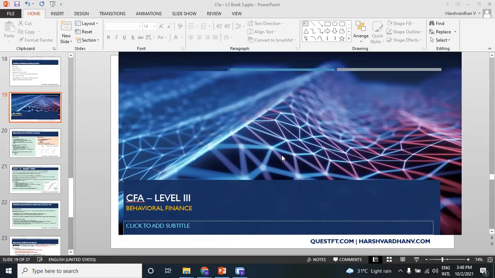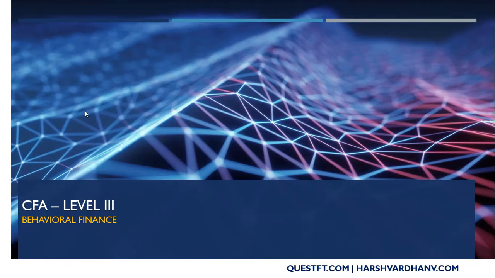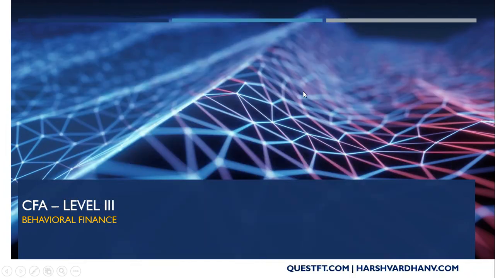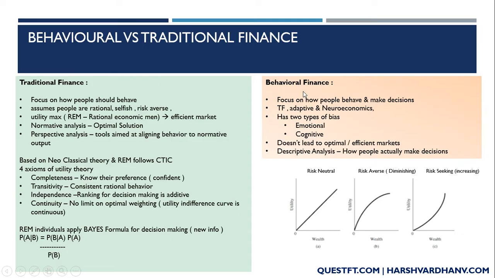Okay, so let's start our last chapter for the first book, which is behavioral finance. In behavioral finance, we're first going to understand, at the macro level, what behavioral finance is, how it differs from the traditional finance theories and practices, and what the important things to remember are. I've tried to condense the entire chapter into things which are important for the exam.